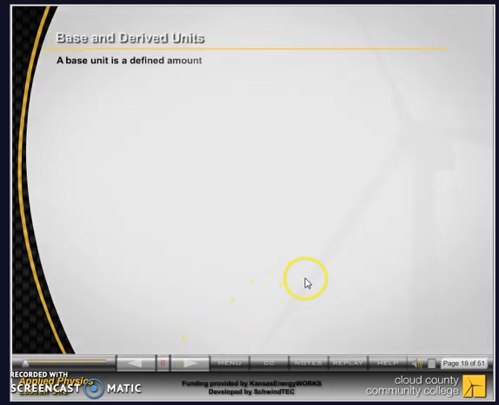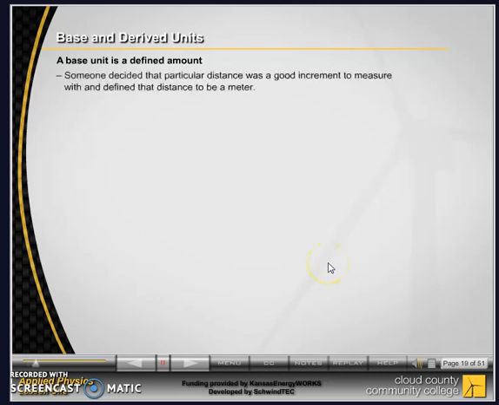A base unit is a defined amount. For example, someone decided that a particular distance was a good increment to measure with and defined that distance to be a meter. There is no other way to come up with a meter other than to go by the definition.